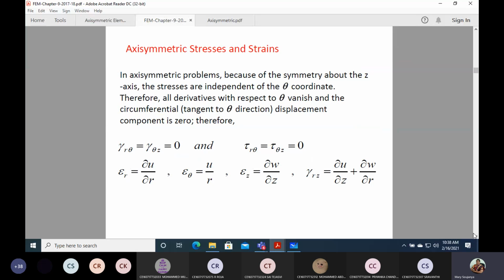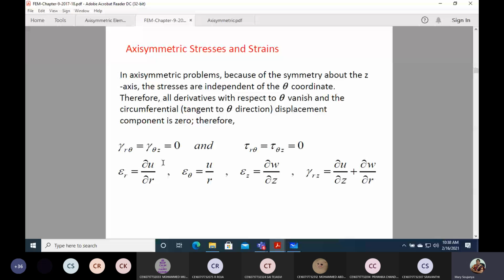Now in axisymmetric stresses and strains, I already told you, because of the symmetry about the z-axis, the stresses are independent of theta. Therefore, all derivatives with respect to theta vanish, and the circumferential, that is the tangent direction, displacement component is 0. So what are the terms that are eliminated in the whole of the equation?